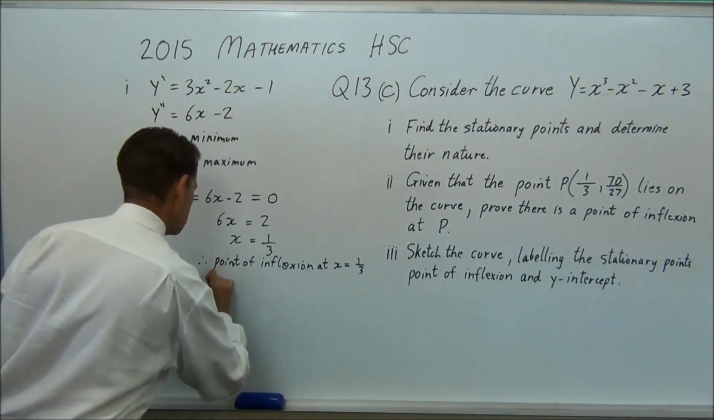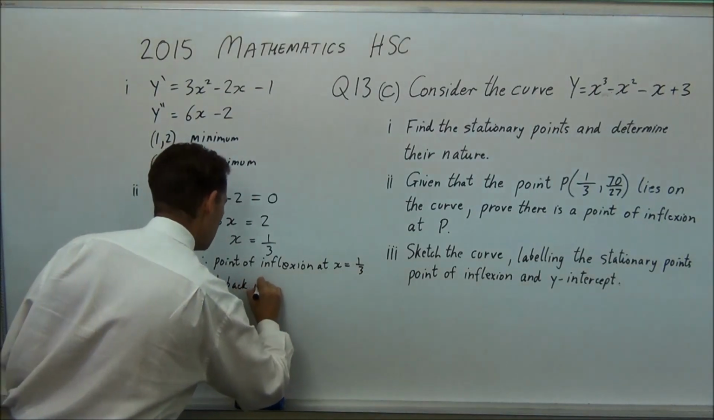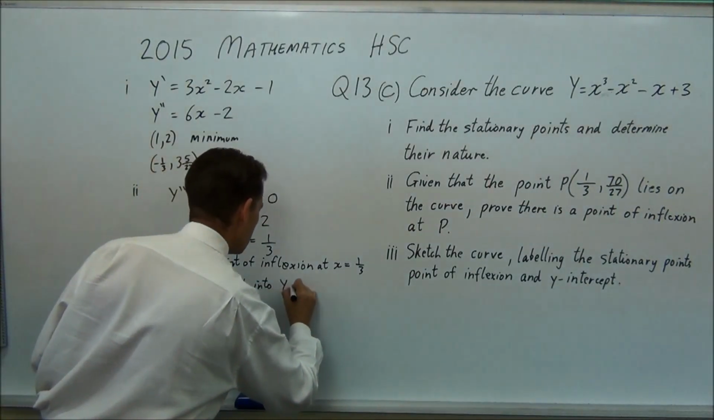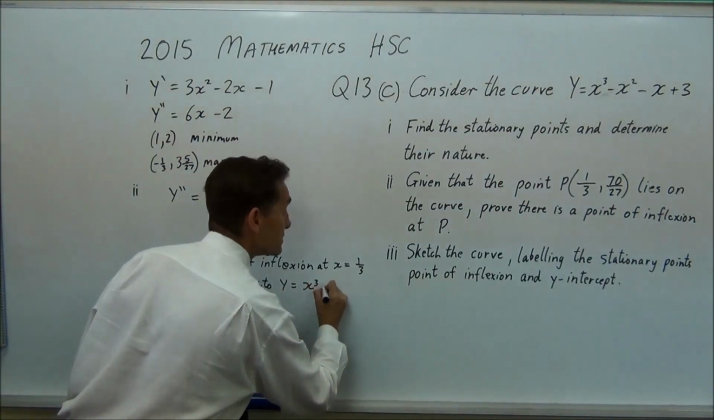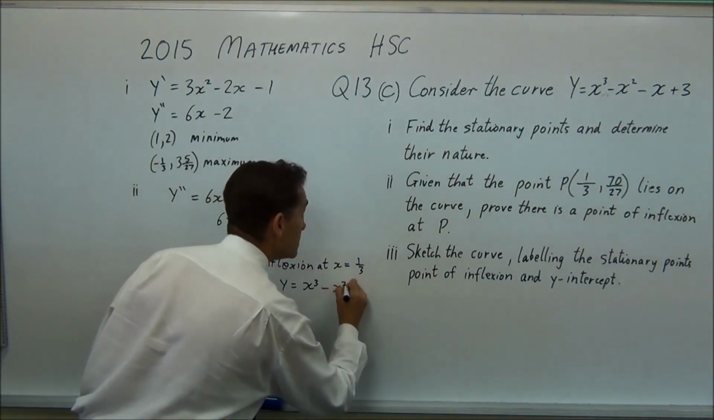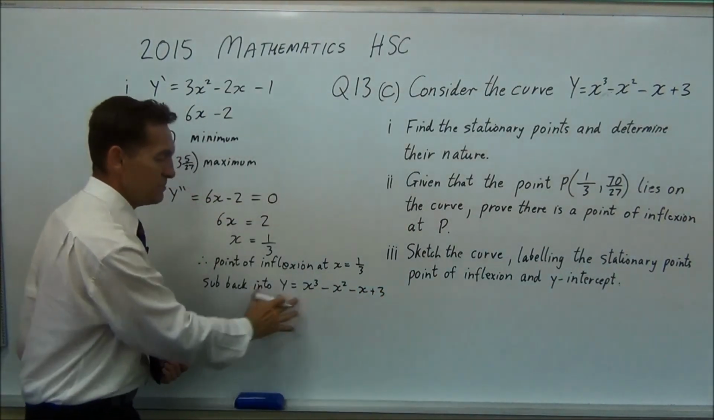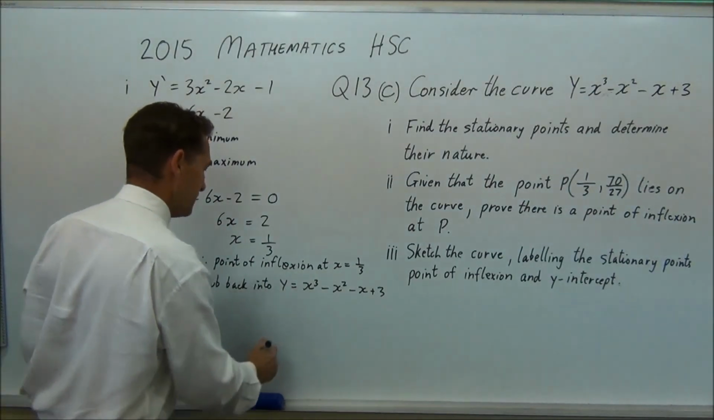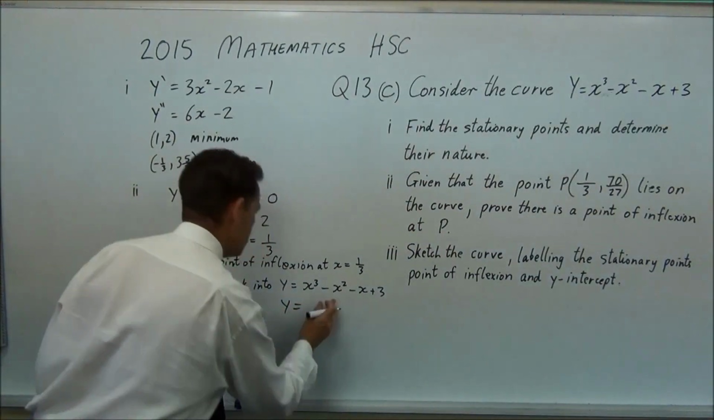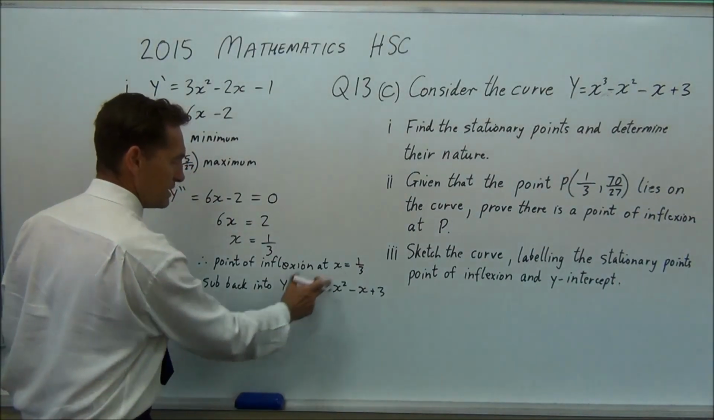Substitute that back into your original equation, and wonder of wonders, you will end up with 70 over 27. So sub back into y equals, and then rewrite the equation for the examiners so they know what you're putting it into. Or you can say sub back into original equation if you want to say it that way. Sub back into there, and you don't even have to do it on your calculator, but you should.